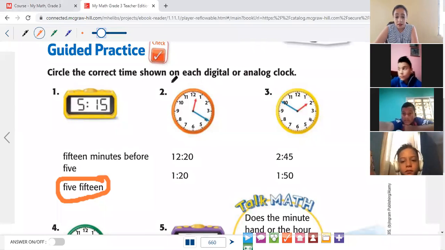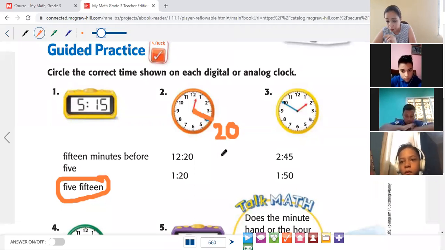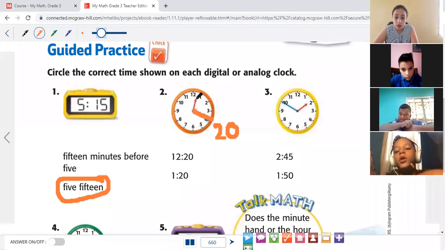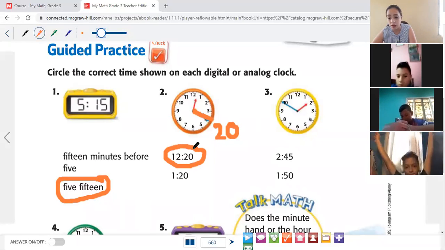Now, number 2. What time is it on this analog clock? Now, let's do first the long hand. The long hand is pointing to number 4. So we already know that 20 minutes have passed when the long hand is on the number 4. But where is the short hand? It's between 12 and 1. So it's 12:20. It's not 1:20, okay?